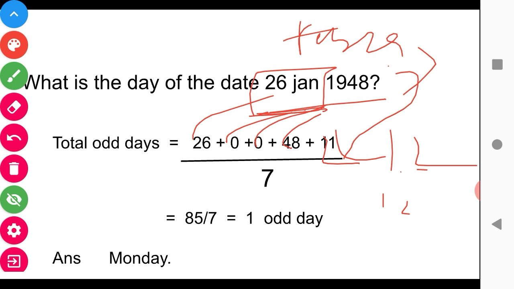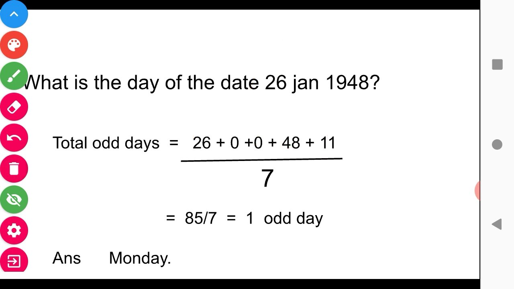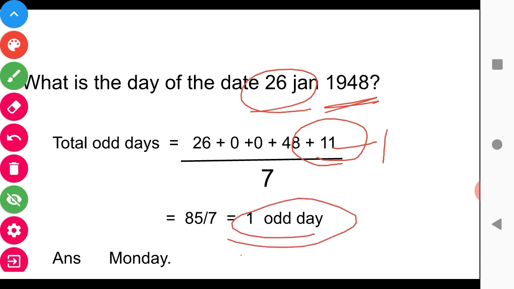So for this case, you have to remember that if the year is a leap year, check whether the date has crossed February 29 or not. If it has crossed February 29, it's not a problem. If it has not crossed February 29, just like this 26th Jan, then we have to subtract 1 from the odd days. Instead of 12, we have to place 11 here. Okay. So here we get the answer 85 divided by 7. The remainder is 1 day, so the answer is Monday. So this is a disadvantage in the formula. Otherwise, we can calculate the total number of odd days of any date in the calendar by using this formula. This is a very simple thing.